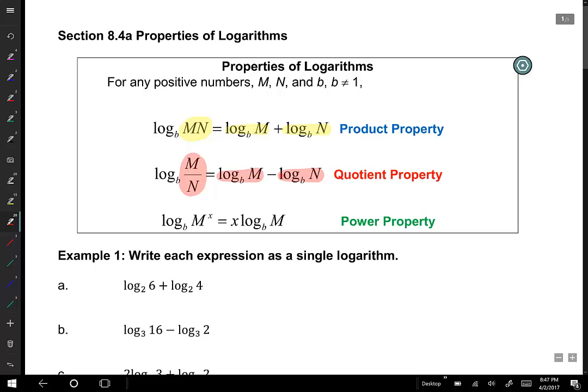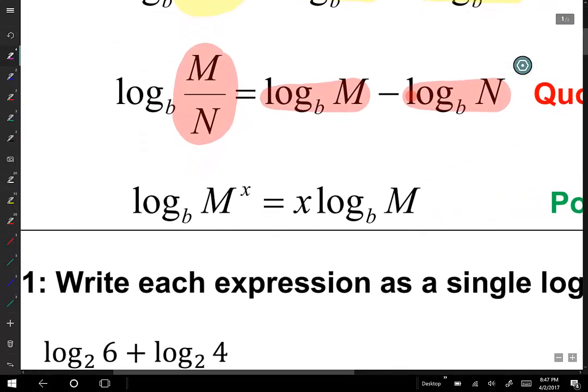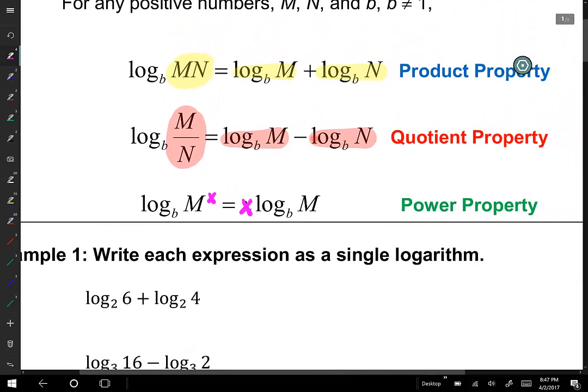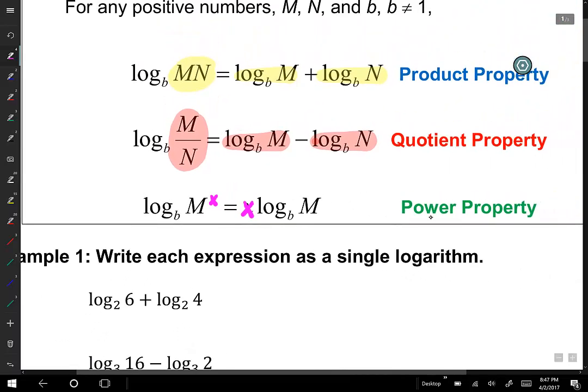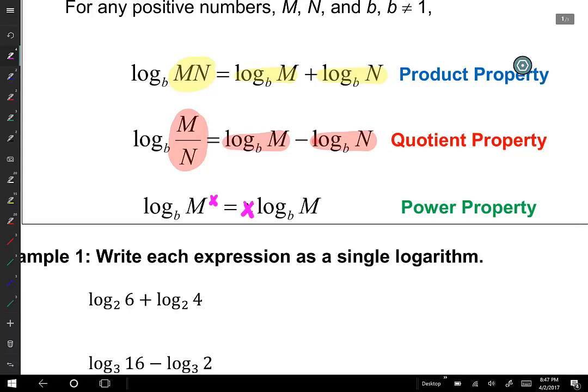And then third and finally, you can take an exponent. We have log base m of m raised to the x, and that exponent comes out front as a multiplying coefficient. And that is what we call our power property, and it becomes the product in the front of that.